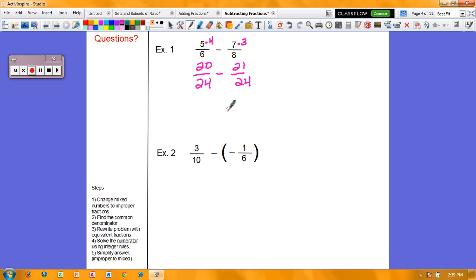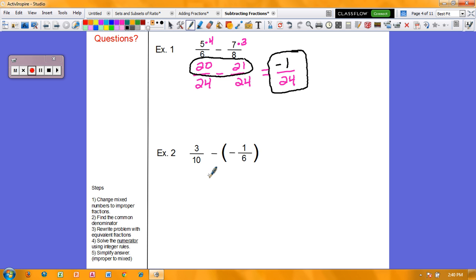So now we are just going to solve by only focusing on the numerator. So we know that in our answer, the denominator has to be the same. It's 24. So I am only focusing on 20 minus 21. So I have a positive minus a bigger positive. So I'm going to do normal subtraction. 21 minus 20 is 1, and then I just make the answer negative. I cannot reduce this, so we just circle or box in the answer.